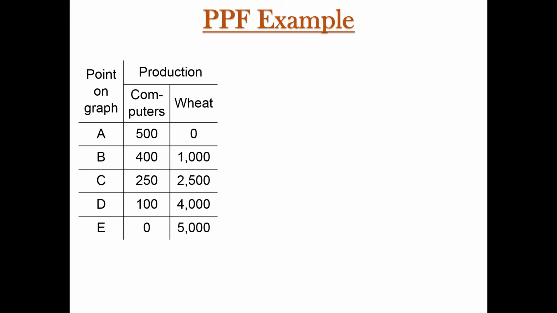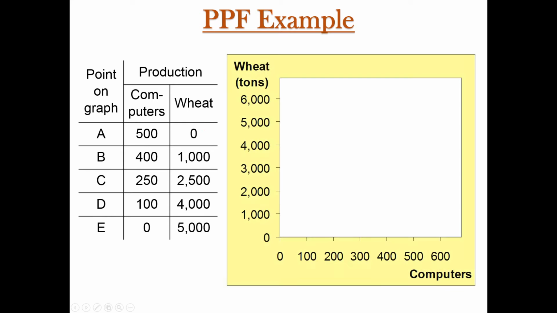Okay, now let's take those numbers that we just calculated for points A, B, C, D, and E, our computer production and our wheat production, and consider them as X and Y coordinates. So let's go to a graph and plot our points. This would be an X coordinate. This would be a Y coordinate. Let's plot those points on this graph with computers on the X-axis and wheat on the Y-axis, and see what we get.